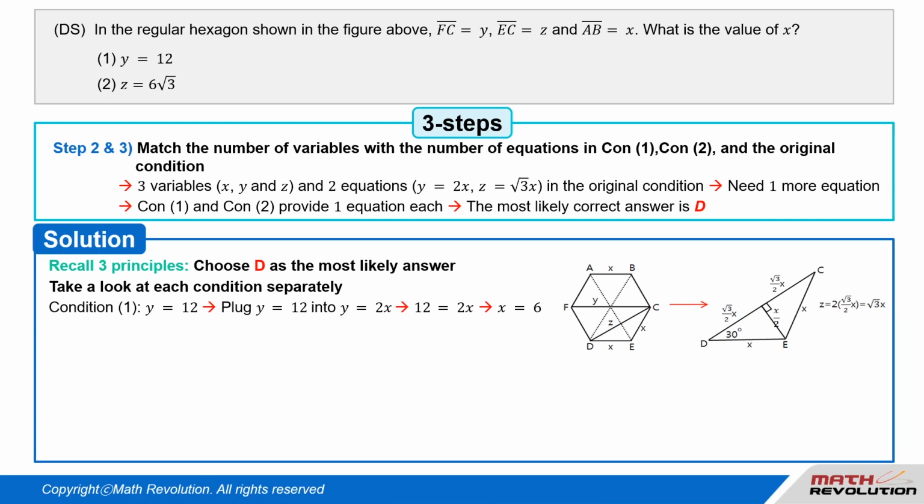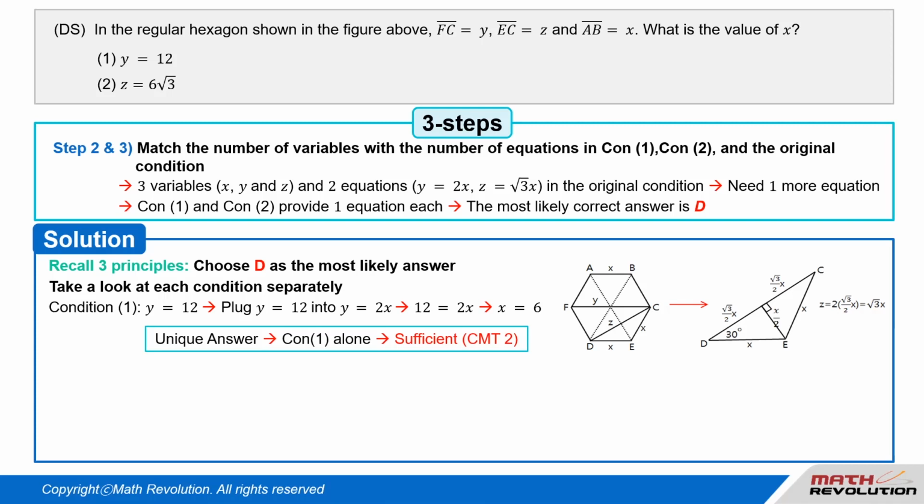Condition 1 tells us that y equals 12. If we plug this into y equals 2 times x, we get 12 equals 2 times x. That is, x equals 6. This solution is unique, so it's sufficient by CMT2, which means that the number of answers must be 1.